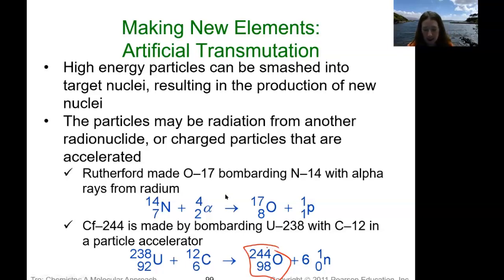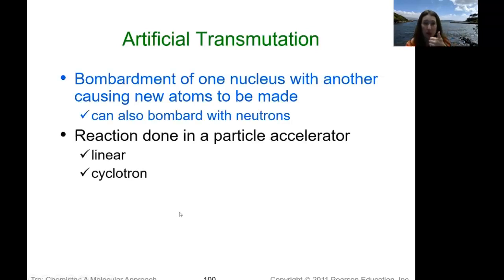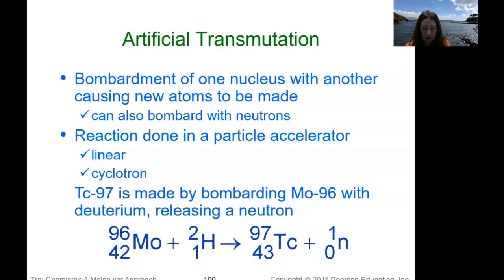So we have particle accelerators, linear accelerators, all sorts of accelerators. I'll show you some pictures of some. So again, what we're doing is we're just bombarding, crashing one nucleus with another, creating new atoms. You can also hit them with neutrons. You can hit them with all sorts of things, different particles, like alpha, betas. So there's linear accelerators and cyclotrons, and I'll show you these. So for example, technetium-97 is made by bombarding molybdenum-96 with deuterium. So here's this one, which they bombard with deuterium, with the hydrogen, to make new atoms.